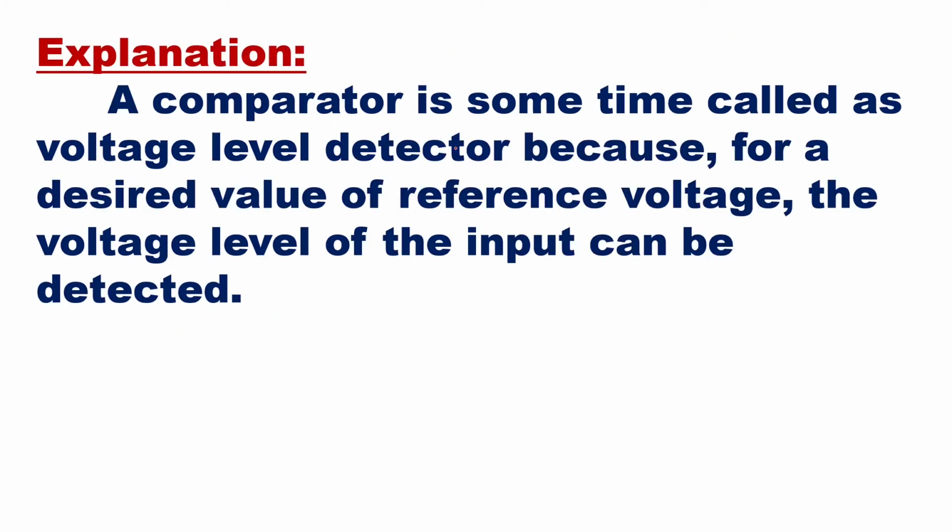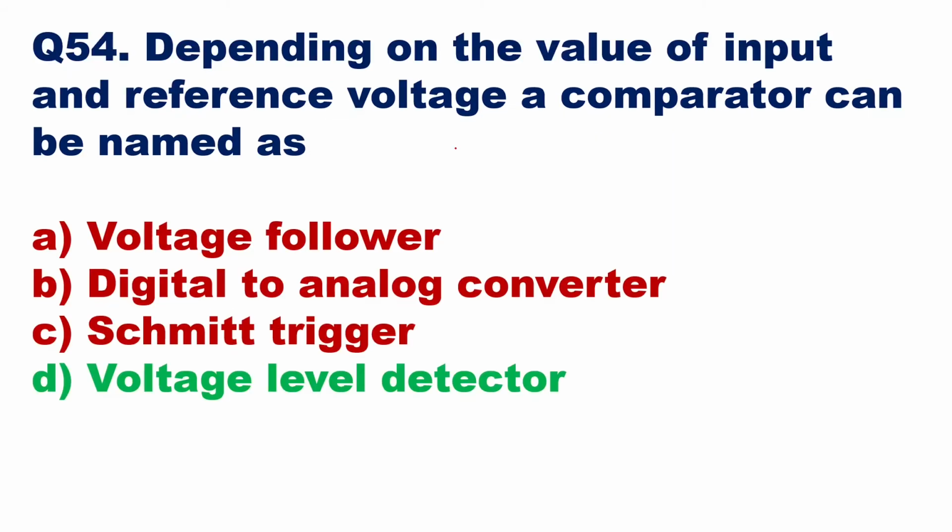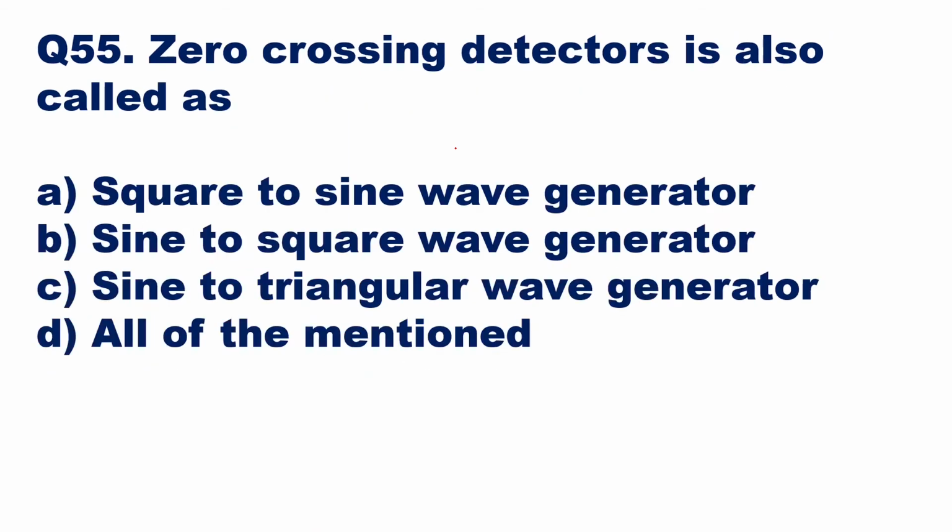If you see the explanation, a comparator is sometimes called a voltage level detector because for a desired value of reference voltage, the voltage level of the input can be detected. So here you can see the answer for question 54, that is, comparator is also called a voltage level detector. Then we'll go to the next question, question number 55.